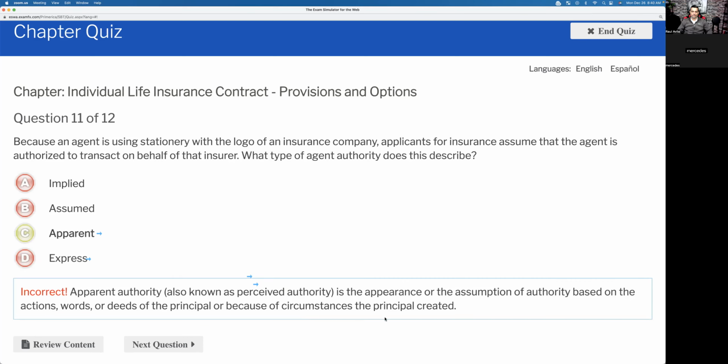No. I like the vanishing pen idea. That's pretty cool. I was like, wait, where are the words at? Yeah, so it says, because an agent is using stationery with a logo for an insurance company, applicants for insurance assume, right? That's why I clicked assume too, because it says the word assume right there, that the agent is authorized to transact on behalf of the insurer. Tricky bastards. Seriously, this is very tricky. But it's apparent. All right, so now we know. Okay. Next one.